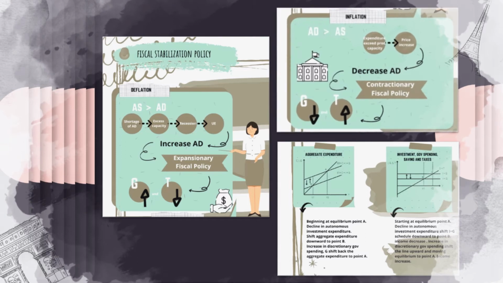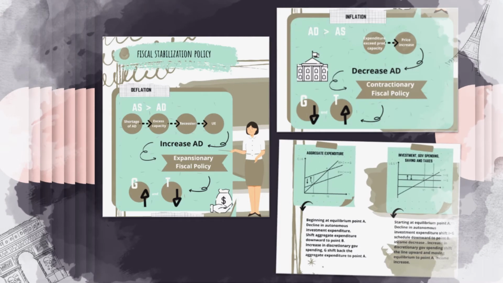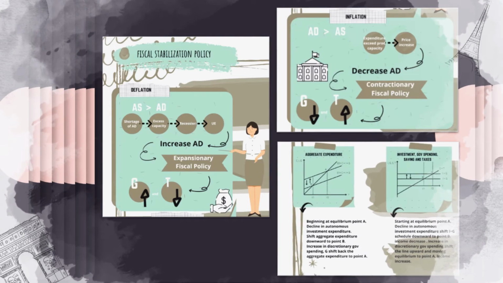When inflation occurs, the aggregate demand will exceed aggregate supply. Expenditure will exceed the production capacity, and the price of product will be increased. In order to decrease the aggregate demand back, the contractionary fiscal policy will be applied through decrease in government spending or increase in tax.